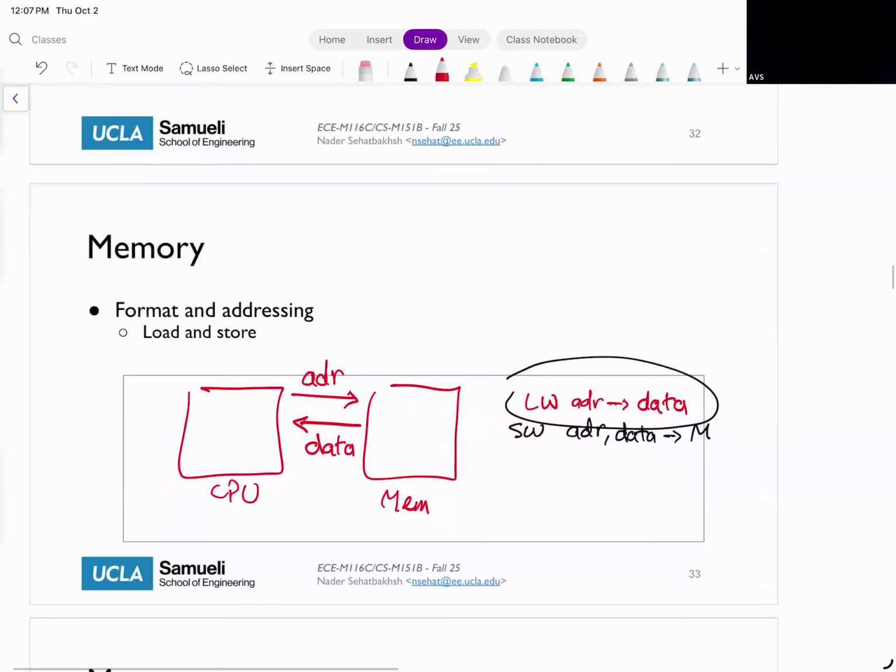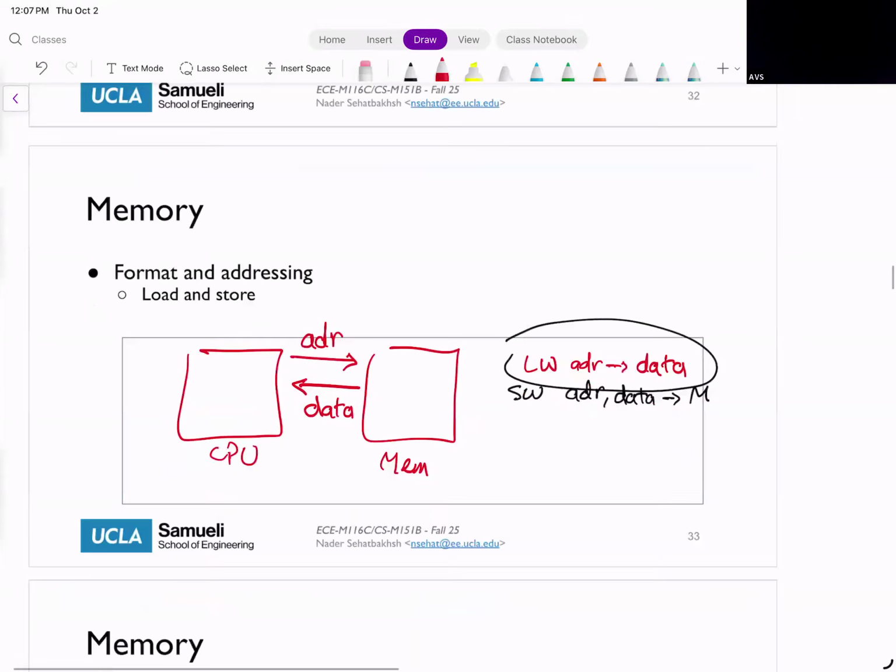I said the two main operations in memory are stores and loads. Store is when you provide the address and data to the memory and store the value into the memory. Load is when you provide the address and receive the data from the memory. Generally loads are a little bit more time consuming because you need to wait for the data to come from the memory side.